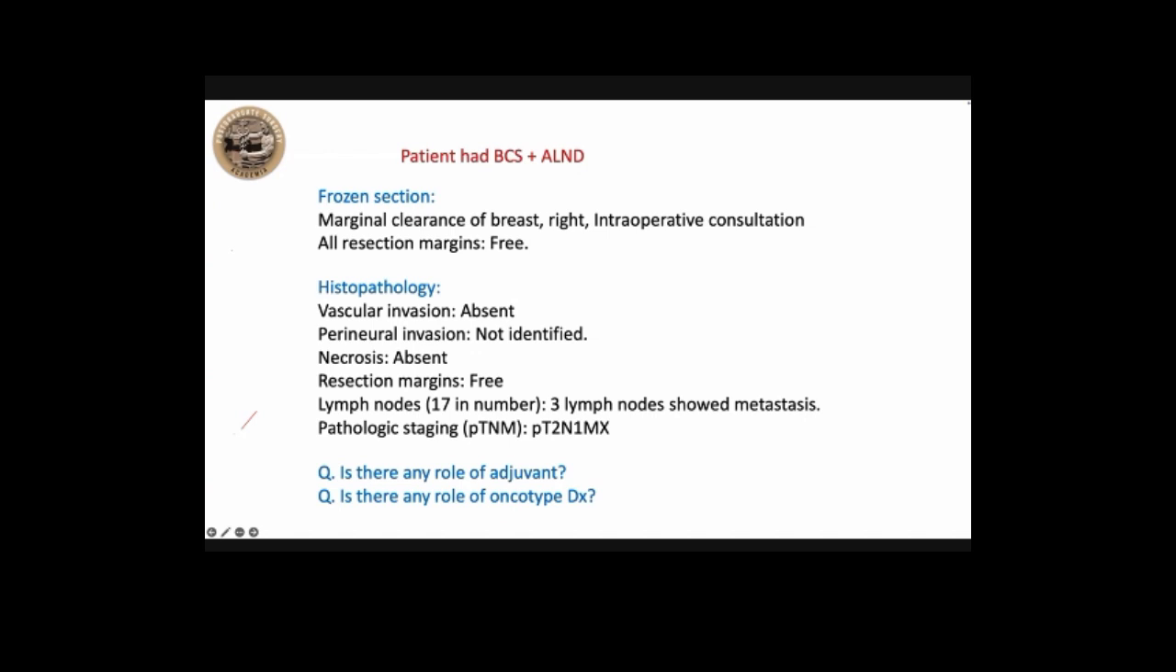Another thing is, just remember, even after mastectomy, a 1% recurrence rate is there per year. So mastectomy does not mean that you will not have any recurrence. Recurrence with wide local excision and mastectomy is 1% per year. So over 10 years, probably 10% recurrence can happen.